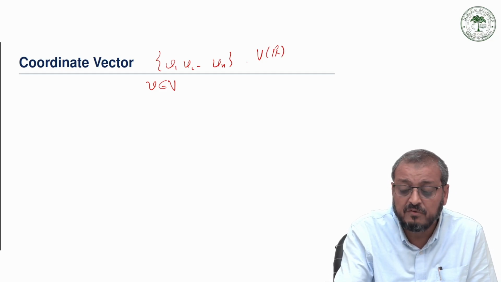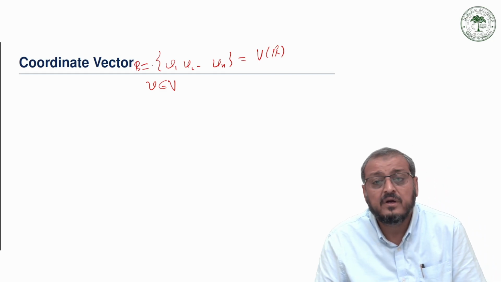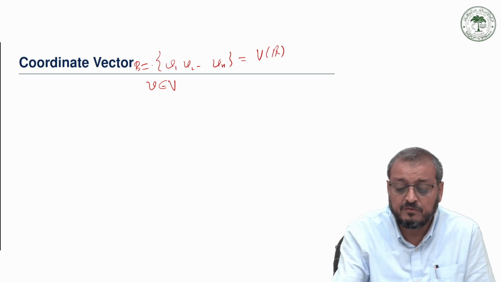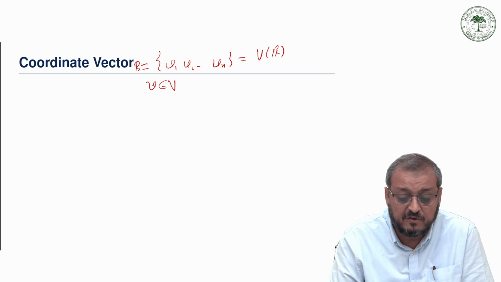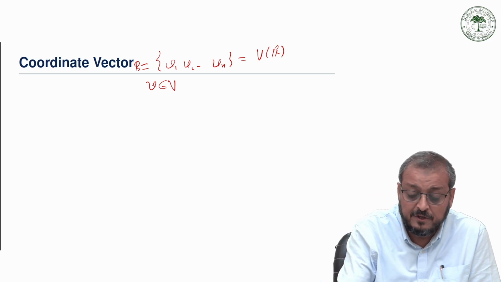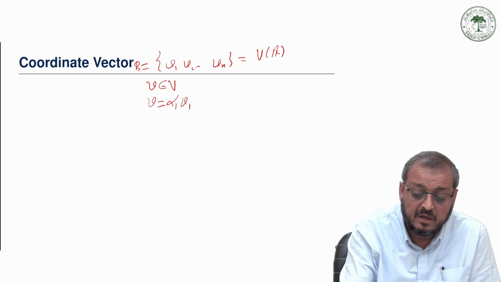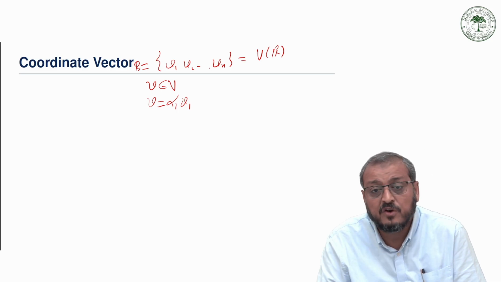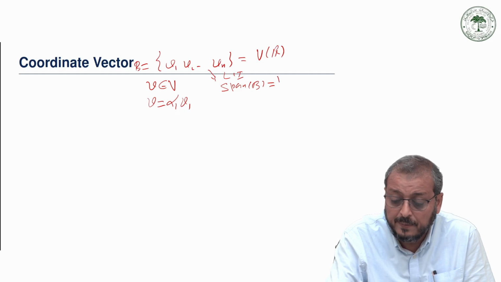Suppose this set is a basis of the vector space V, and we choose any arbitrary element v belonging to V. Then by the definition, v can be written as a finite linear combination of the elements of the basis. Why? Because if it is a basis, two things hold: it is linearly independent, and the span of B is equal to V.